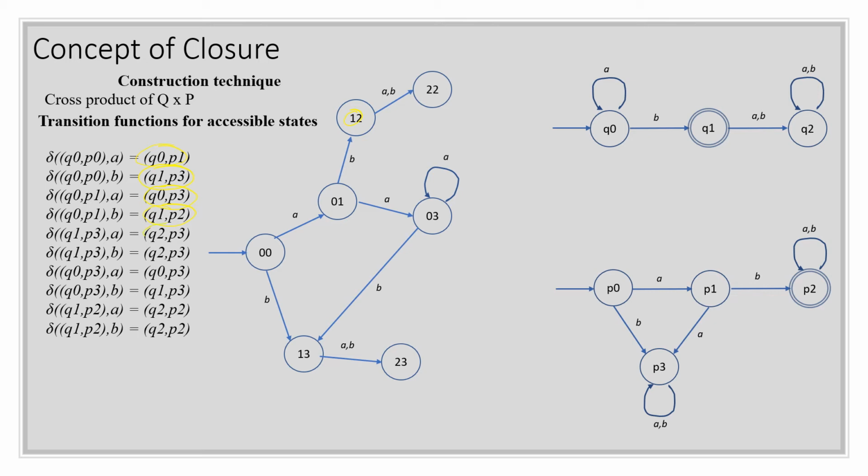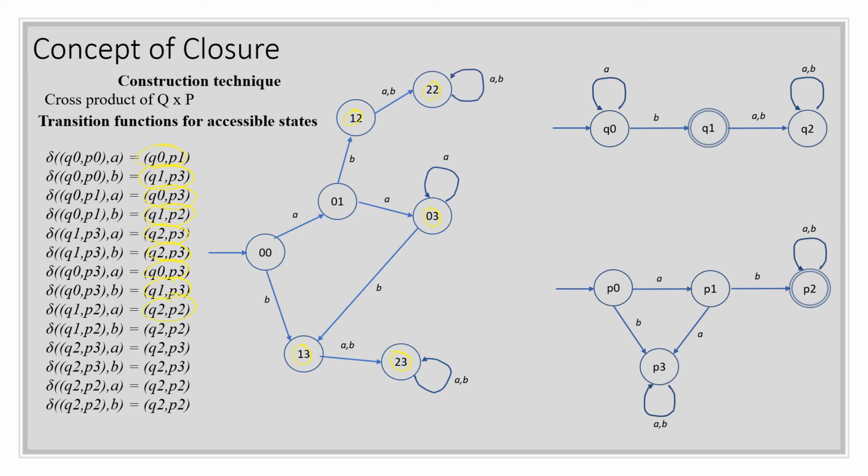Now we will do state 2, 3. With an A, we stay in 2, 3, with both an A and a B. We've already done 2, 3. We've already done 0, 3. We've already done 1, 3. We have not done 2, 2 yet, so let's do 2, 2. With an A or B, we stay in 2, 2.